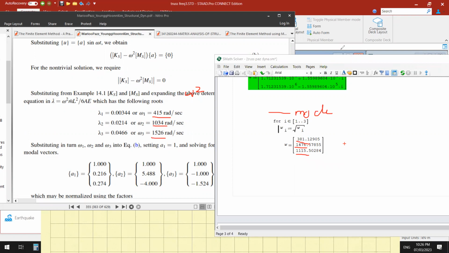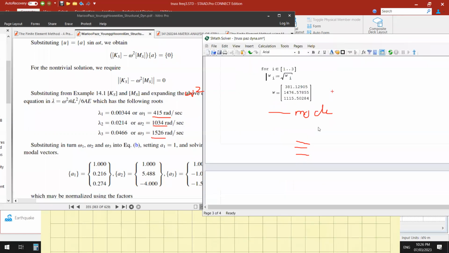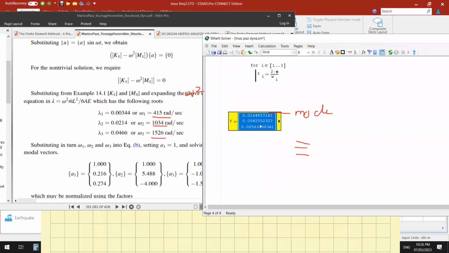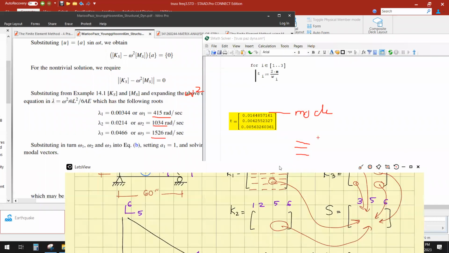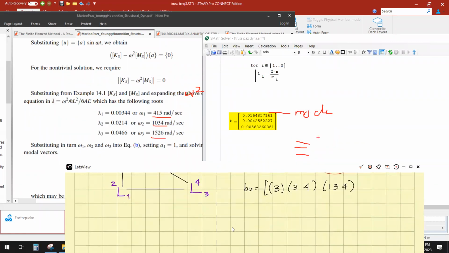Anyway, if you convert that into period, halos ganito pa rin yan, no? For example, itong 415, 2 pi over 415. So I'm getting 0.015, diba? So halos hindi nagkakalang. So we got 0.016.